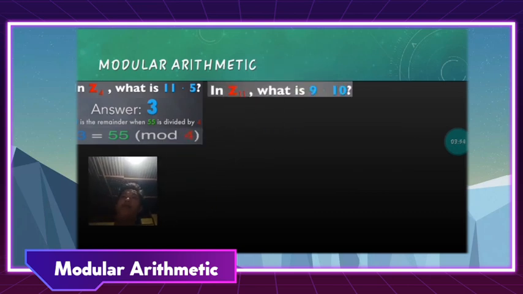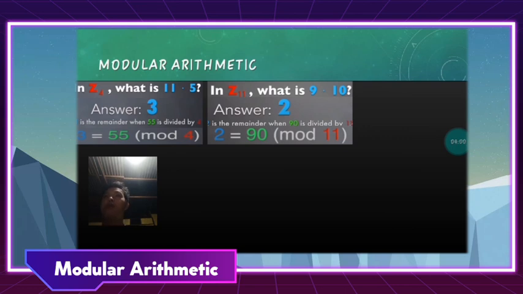In Z sub 11, what is 9 times 10? The answer is 2. It is because 2 is the remainder when 90 is divided by 11, or in other words, subtracting 11 continuously from 90, and as you reach the number from 0 to 10, you will reach the number 2.